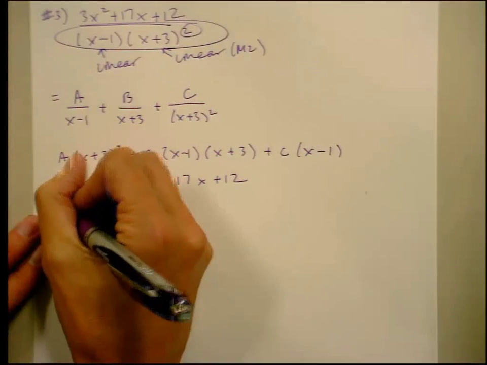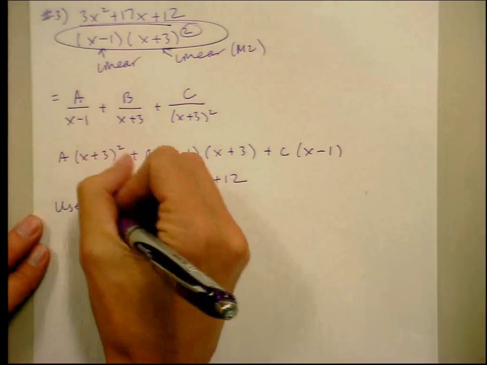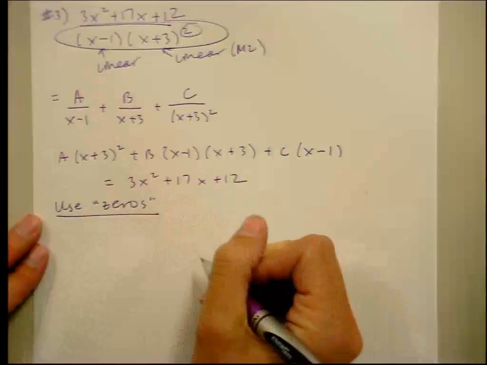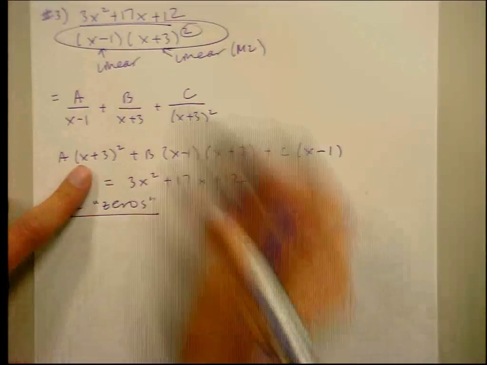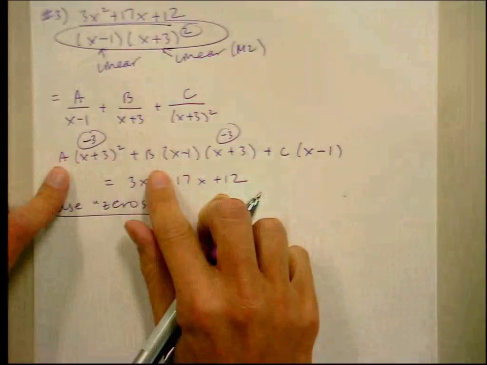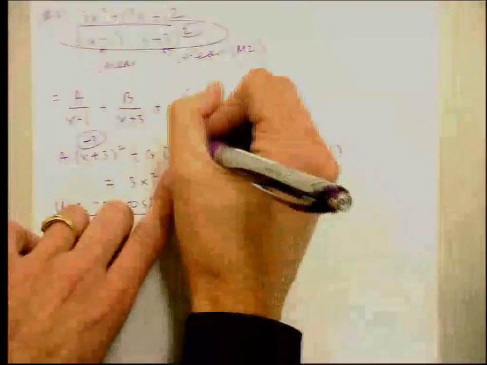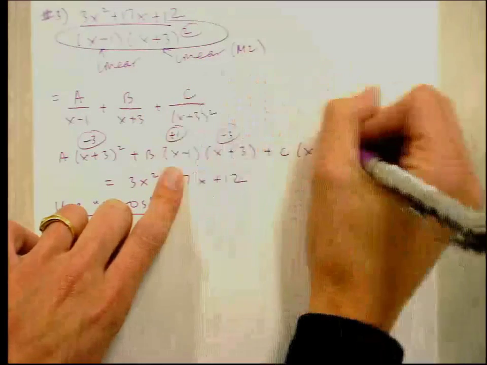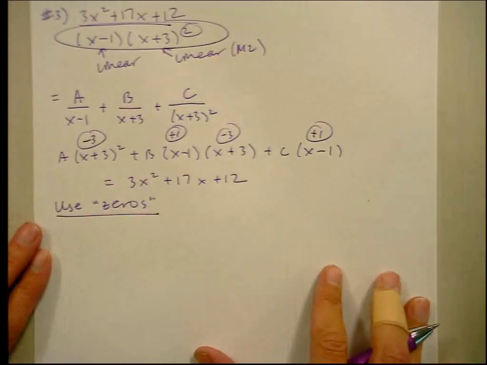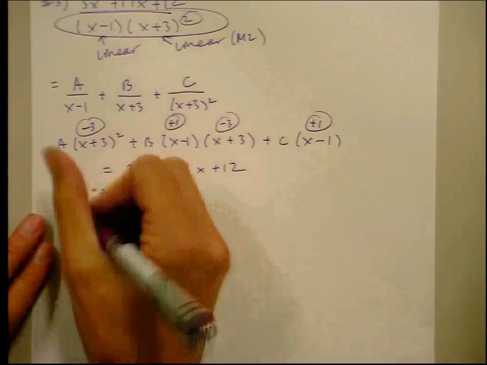Using zeros is the easiest way to start if you can find some, and we've got some. I know that I can zero out with some negative 3's there and there. That would clear out the A and the B for me. I can also clear out some values with a positive 1. So a positive 1 there and there will clear out the B and the C. Let's go ahead and start with negative 3.